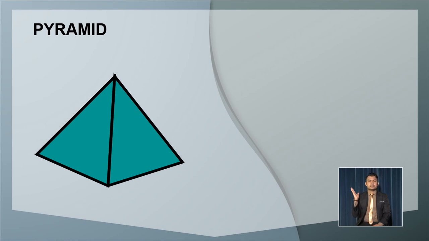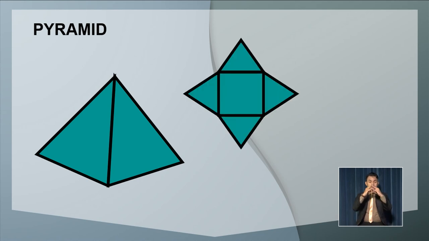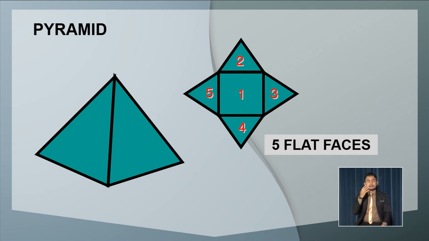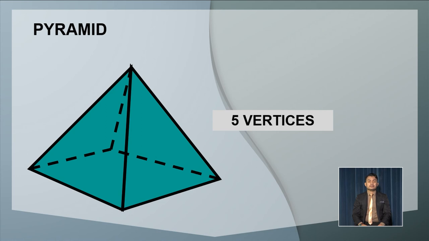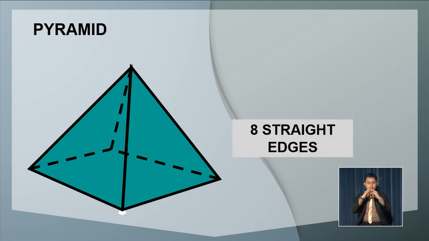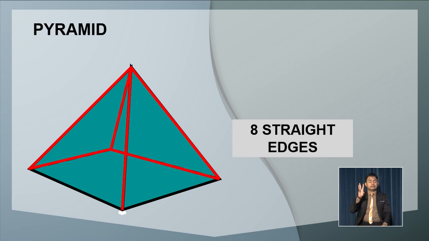This is a pyramid. A pyramid has 1, 2, 3, 4, and 5. 5 flat faces. A pyramid has 1, 2, 3, 4, 5. 5 vertices. A pyramid has 8 straight edges. 1, 2, 3, 4, 5, 6, 7, 8. 8 straight edges.